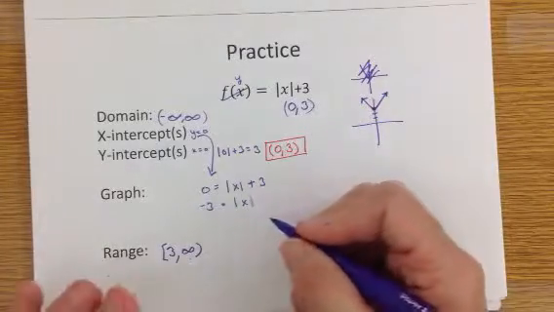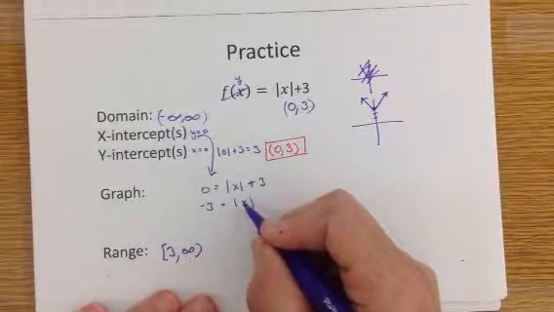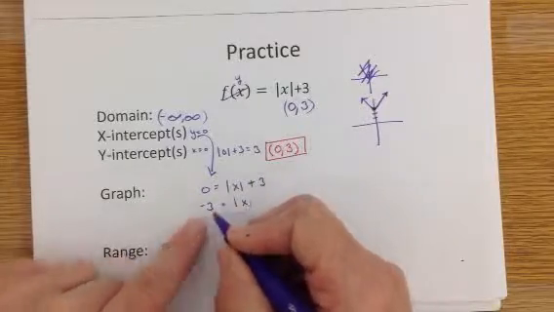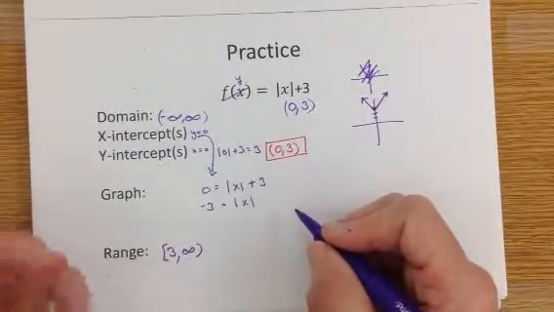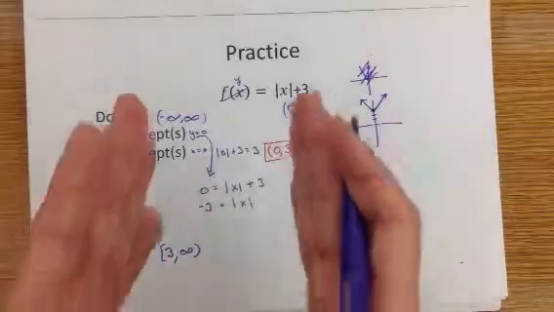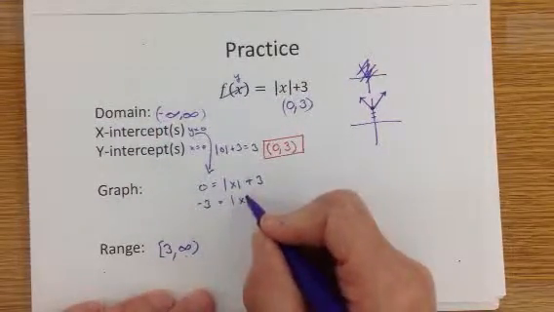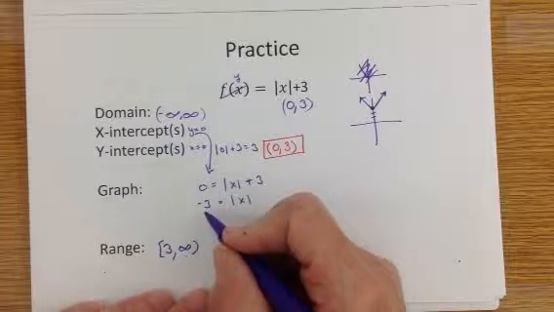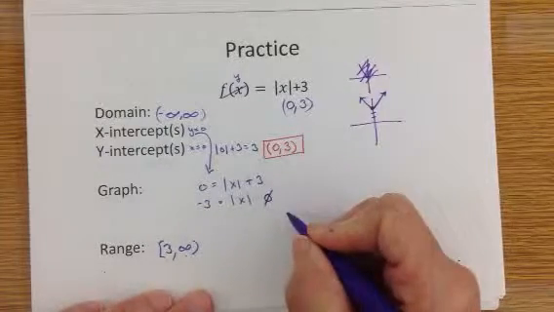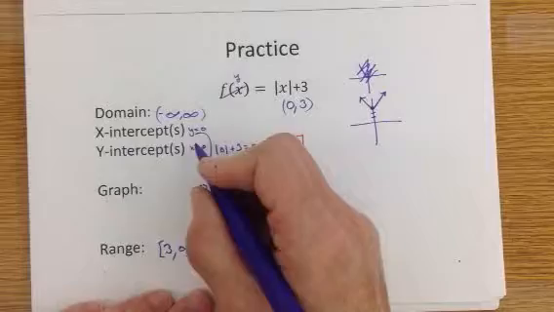Ooh, so is that possible? Can I ever have the absolute value of x equal negative 3? The absolute value says to take the negatives off. So when I take the absolute value of something, can I ever get a negative out? No, that is not possible. So there is no x-intercept.